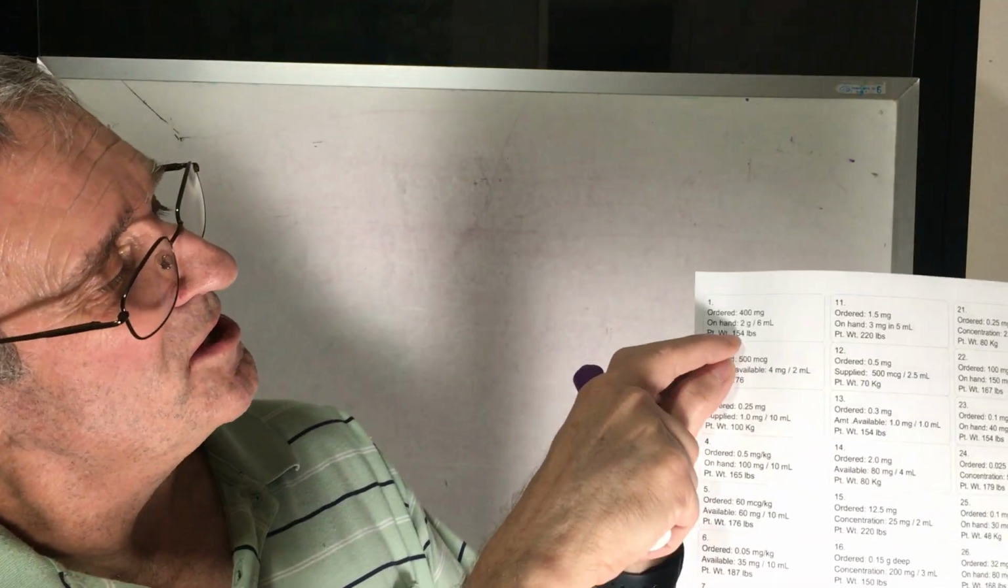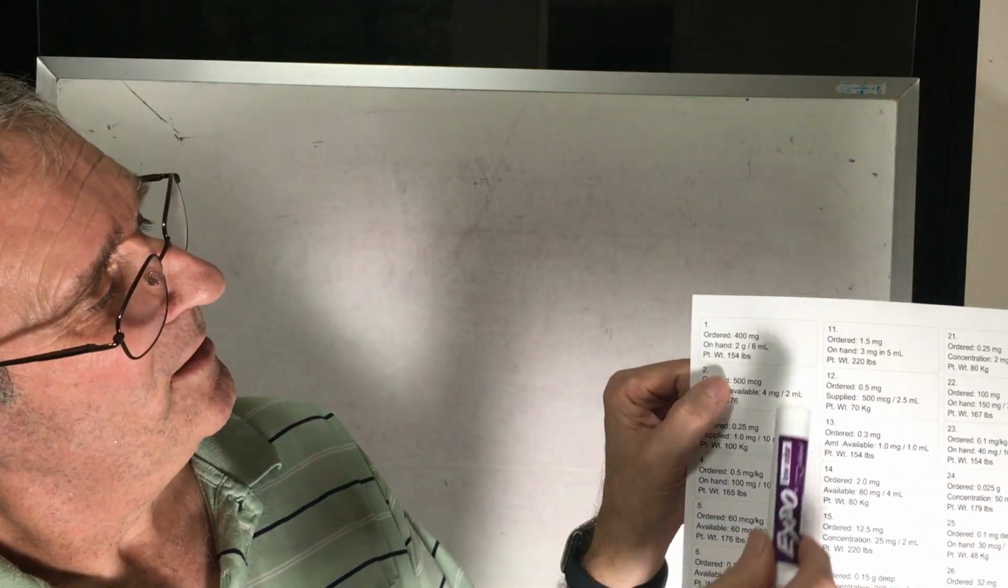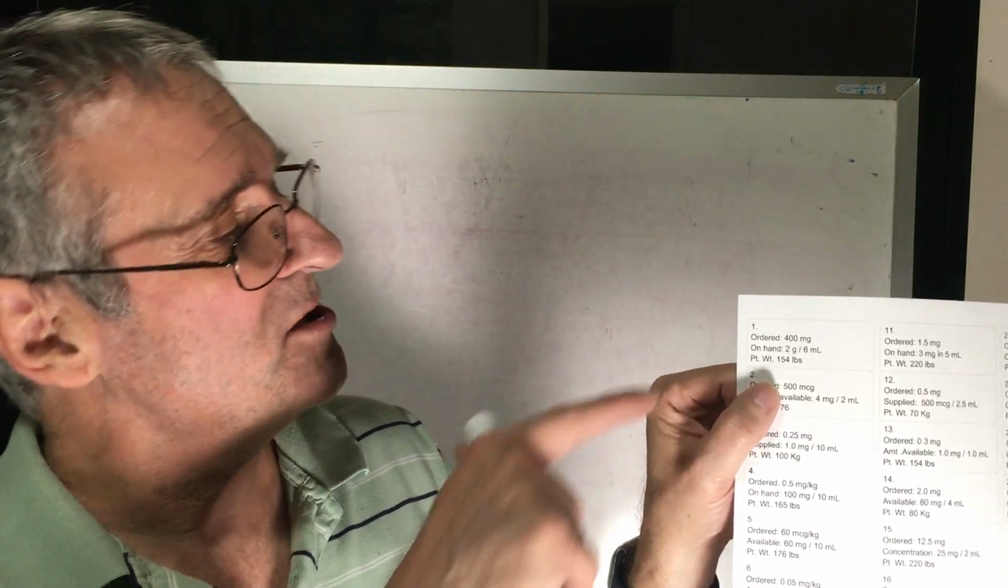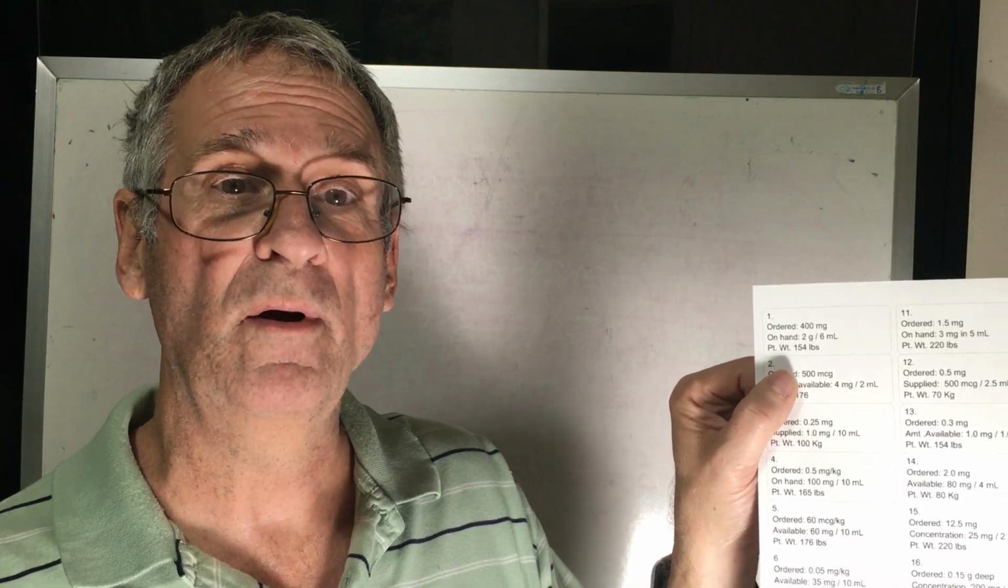Now you notice it also says the patient's weight down here, but if you look at the ordered dose, it says 400 milligrams. It doesn't say 400 milligrams per pound or 400 milligrams per kilogram. So this is not a weight-based calculation, so we can ignore the weight of the patient. Only when it says in the ordered dose 400 milligrams per kilogram or 400 milligrams per pound do we really need to worry about the weight of the patient. Okay, so this one is a straightforward problem.